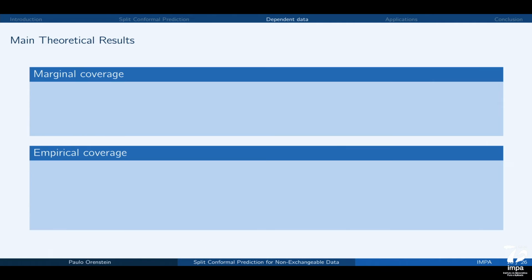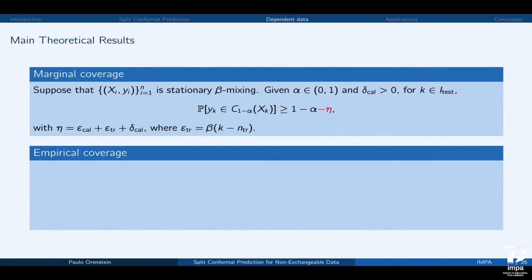So what do we get? First, we can recover marginal coverage in the following way. Suppose that (X_i, Y_i) is stationary beta mixing. Given alpha and some delta_cal bigger than 0, for any point k in my test set, the probability that Y_k is in C_{1-alpha} is bigger than 1 minus alpha minus eta, where eta is epsilon_cal plus epsilon_train plus delta_cal. Delta_cal is something I pick. Epsilon_train is this beta mixing coefficient at this point in time. And epsilon_cal, I'll tell you who it is in a second. We also get empirical coverage.